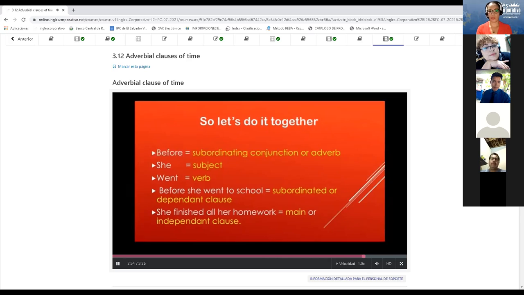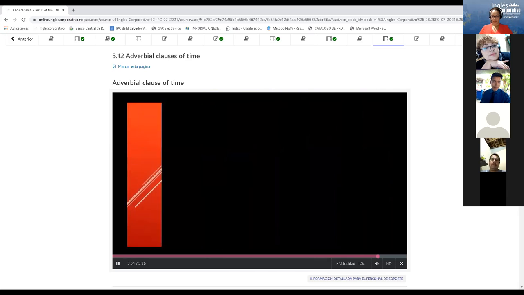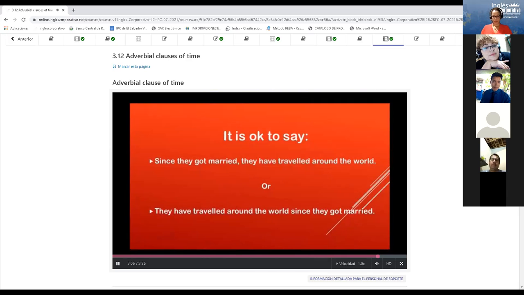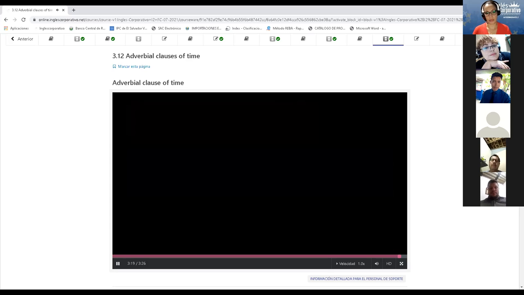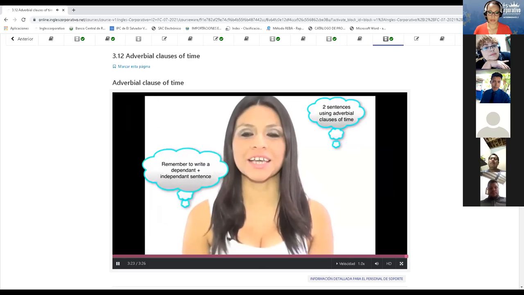Excellent, well done. Before we go, it is important for you to know that an adverbial clause of time can appear either at the beginning of the entire sentence or in the middle of it. It is okay to say, since they got married, they have traveled around the world, or they have traveled around the world since they got married. The only difference is the use of a comma if the subordinating conjunction begins the sentence. Can you give us now two examples? Do so in our discussion box.